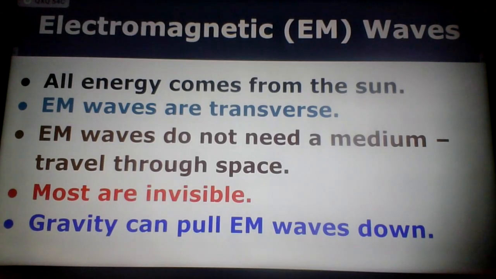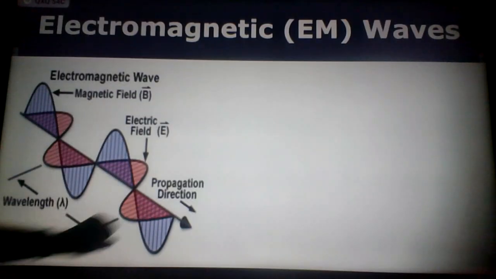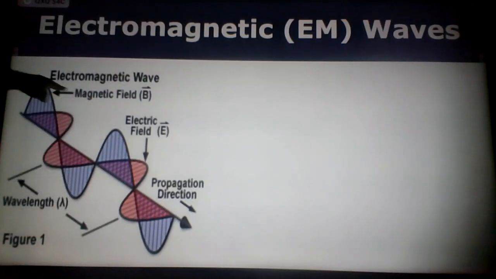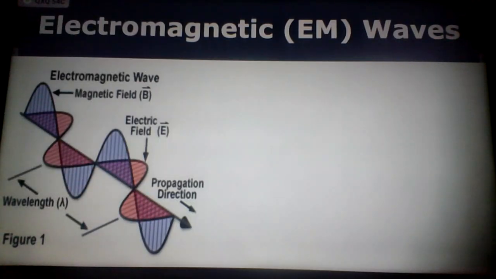Ready? Here you see a picture of what an electromagnetic wave really is. Notice there are 2 waves here. They're both transverse. One has a magnetic field, the blue is what I'm pointing to there. The other has an electric field, pointing to the red in this image here. Electric field, magnetic field, electromagnetic wave.